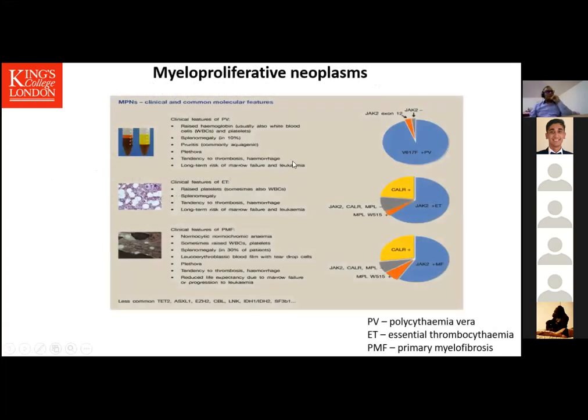So this is about the JAK2 positivity and the three kinds of MPNs. As you can see in the PV, you got JAK2 positivity in nearly 100% of patients, and in the ET you have got a slightly lower percentage, and in MF you got even less. But this is a unifying diagnosis in these three MPNs, and that's the reason they have been clubbed together.